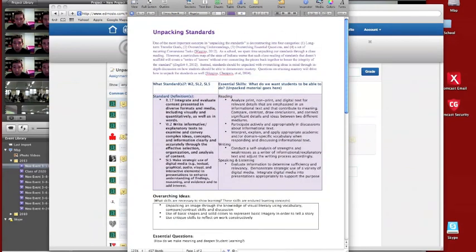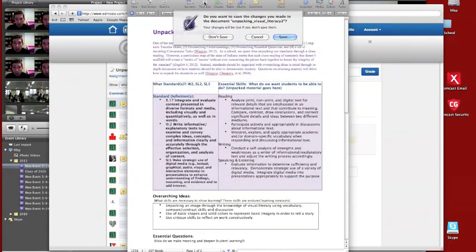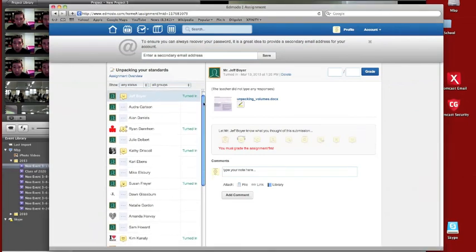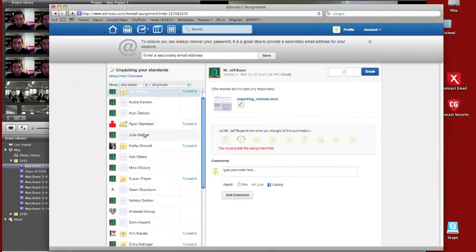Now for the rest of these, if you want to take a look at them, I have them uploaded onto the website, and you can see the different types of unpacking that we can go through, from math to social studies. And we also have physical education and special ed as well.